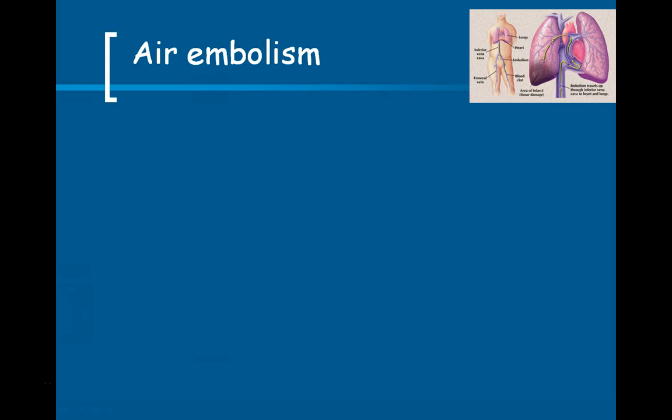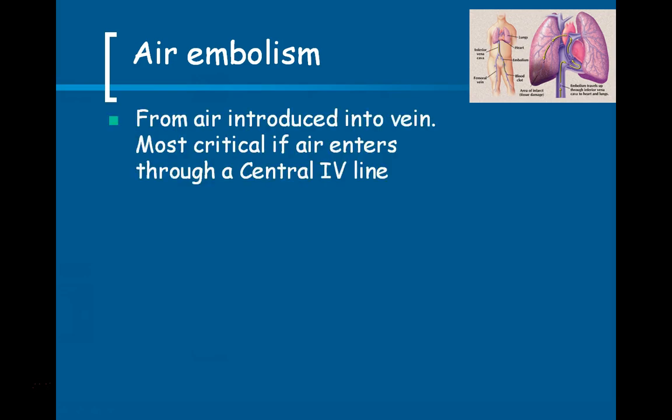Another complication is an air embolism, also very dangerous. We don't see them as often in peripheral lines. They are much more common with central lines, but they're caused by air being introduced into the vein, and if the air embolism reaches the heart and then the lungs, it can cause big problems.